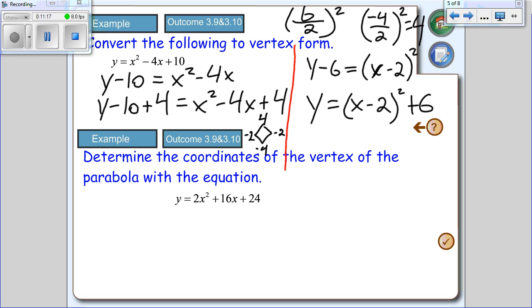Where's our vertex? Where is it, soccer? Enlighten us. Your vertex is what? 2 and 6. That's your vertex. Right? It's your P and your Q. Alright. That's a really easy one. That factors pretty nicely. What's up? Yeah. So your P value reverses, your Q value doesn't.